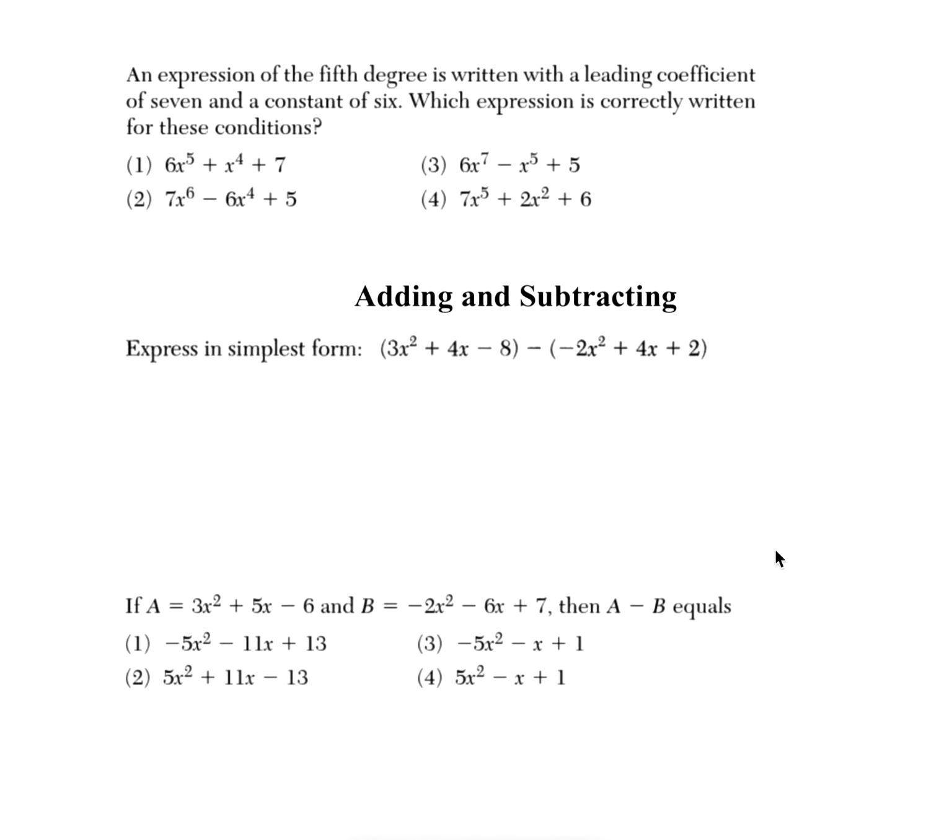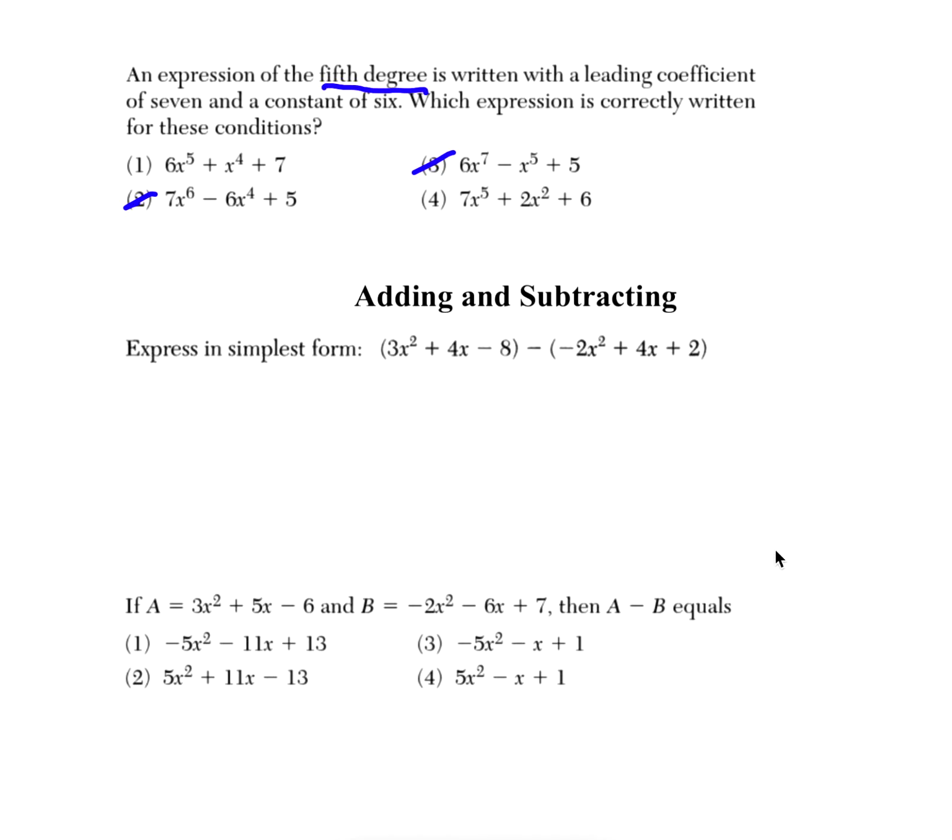So take a look at the first one. It doesn't involve, we're not adding or subtracting yet. So this is an expression with the 5th degree. So 5th degree means the highest degree is 5. We could cross off 2 and 3 already, because 2 is 6th degree, 3 is 7th degree.